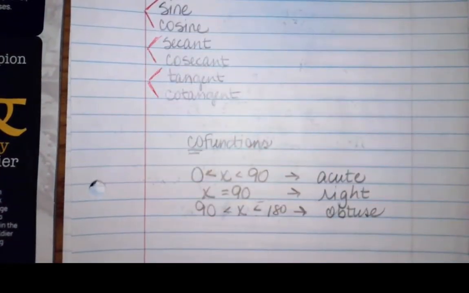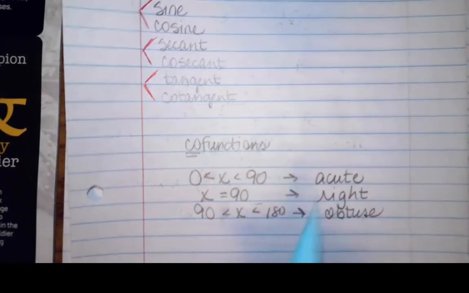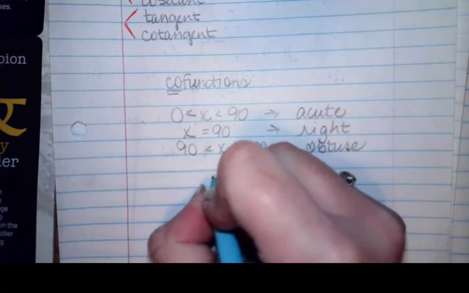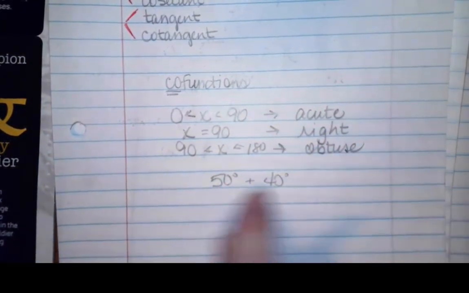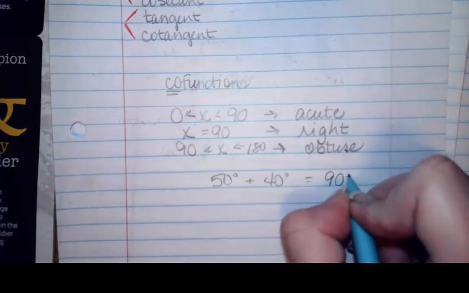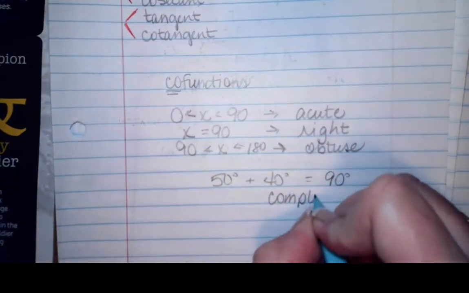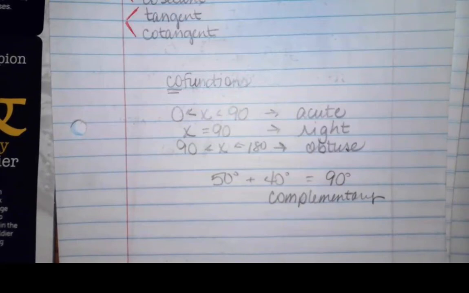Okay. So now that I know that, I'm going to use the fact that acute angles are between 0 and 90. If I add up 2 acute angles and get an answer of 90, I find out that they are complementary. For instance, if I take an angle measure of 50 and add it to an angle measure of 40, these are both acute, I get an answer of 90. So these 2 angles are complementary.